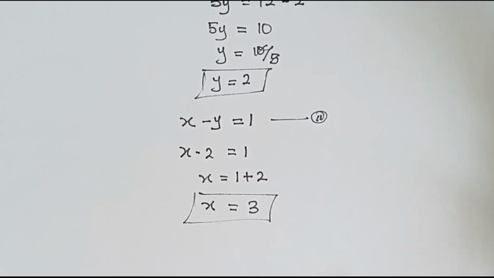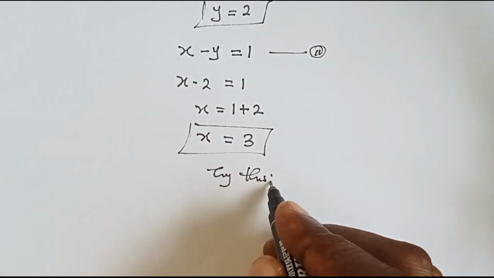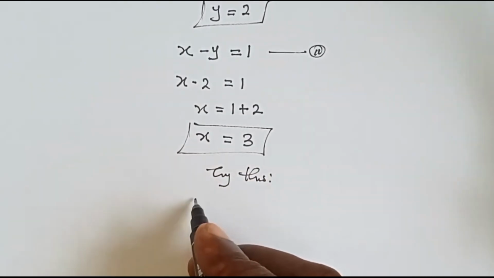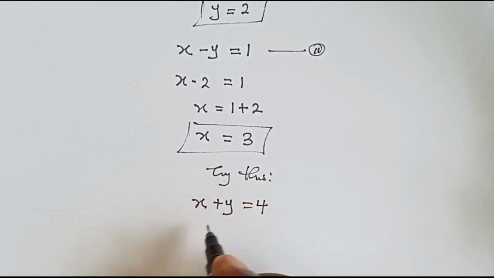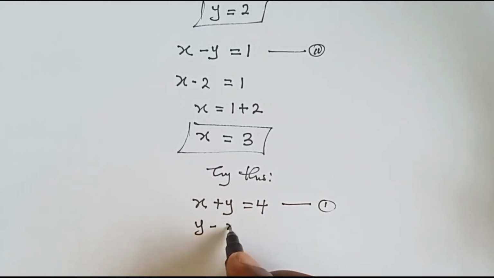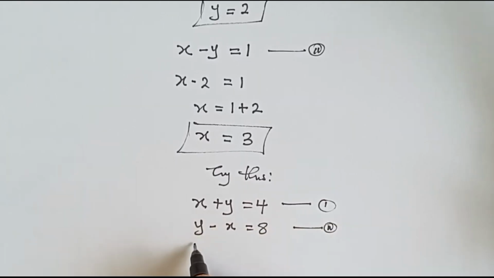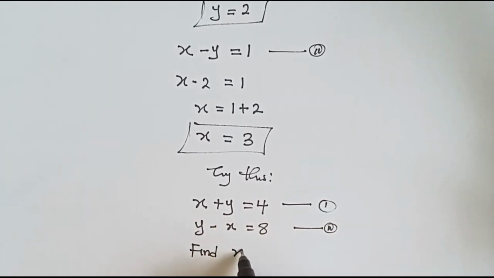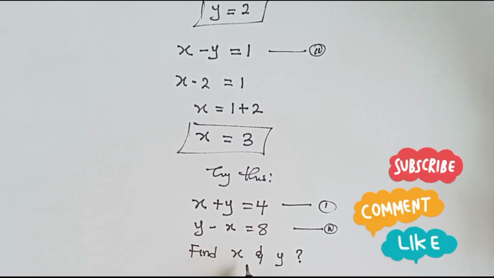Okay, guys, so let's try this. Solve simultaneously x + y = 4, equation 1, and y - x = 8, equation 2. Find x and y.